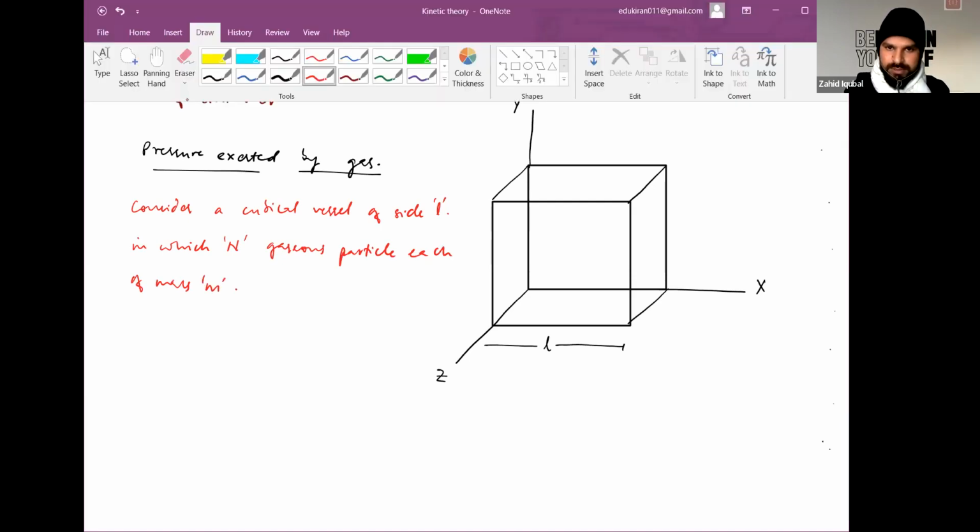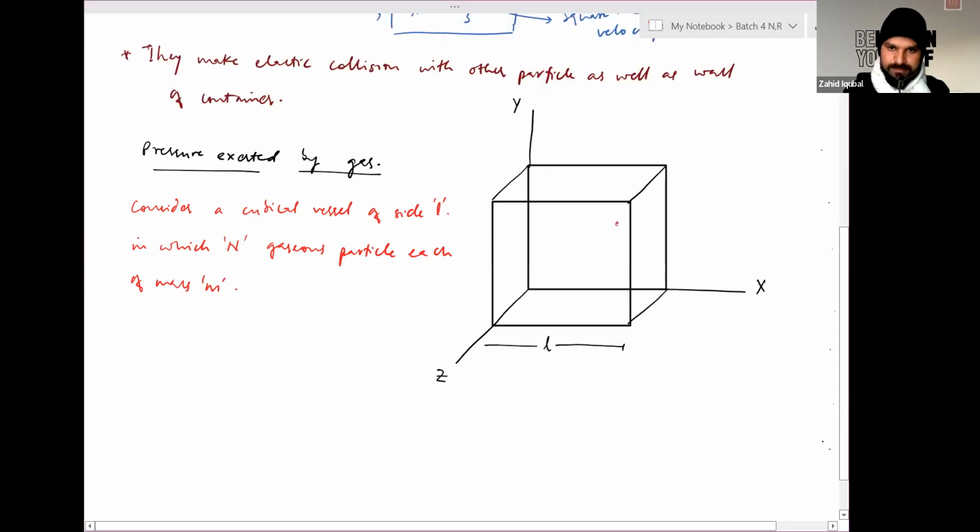Suppose there is a particle at this point, going along this way, having velocity Vx. On hitting this wall of the container, it is deflected towards this direction. Since this collision is elastic, there will be no change in its speed, so the velocity will remain the same, Vx. Gautam, is it clear?